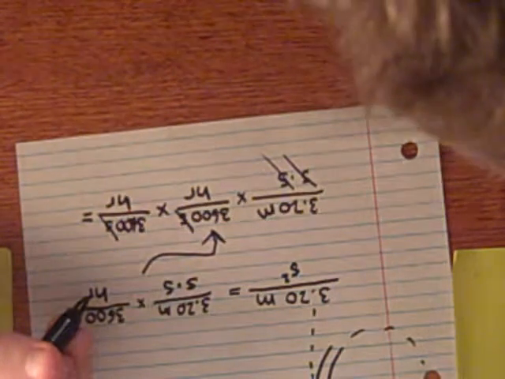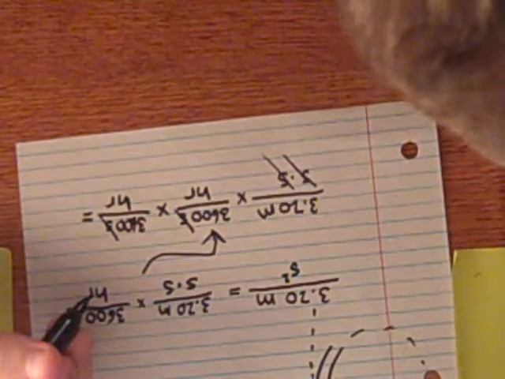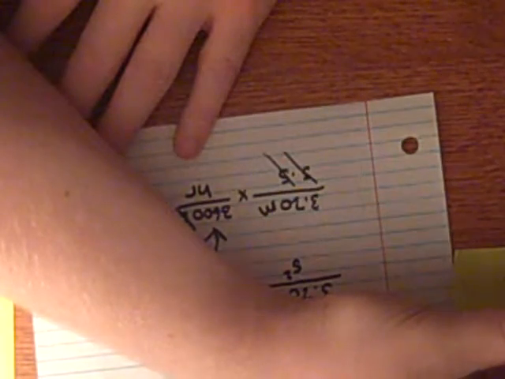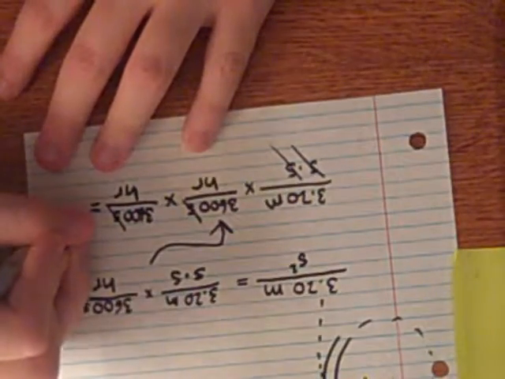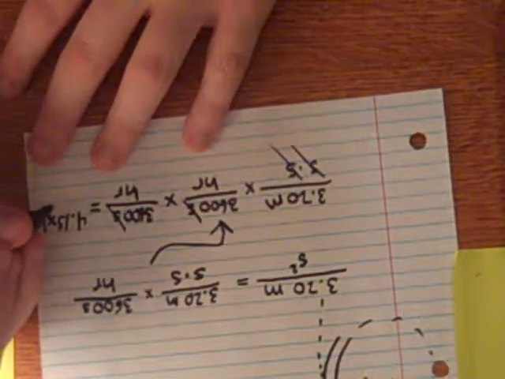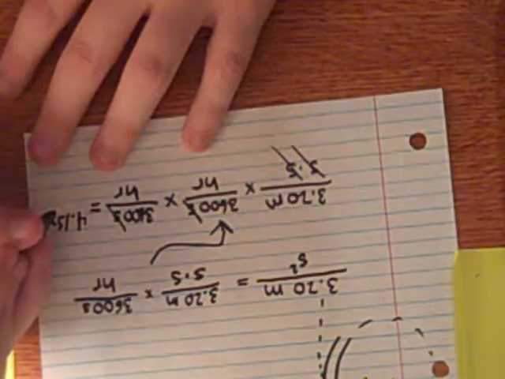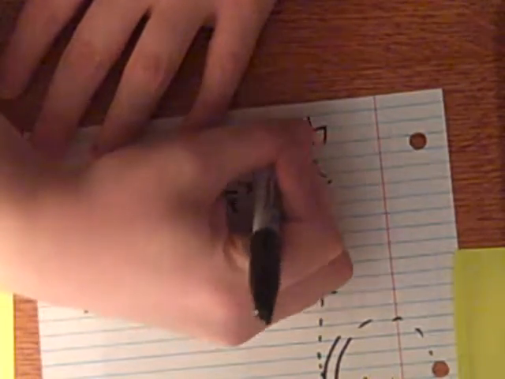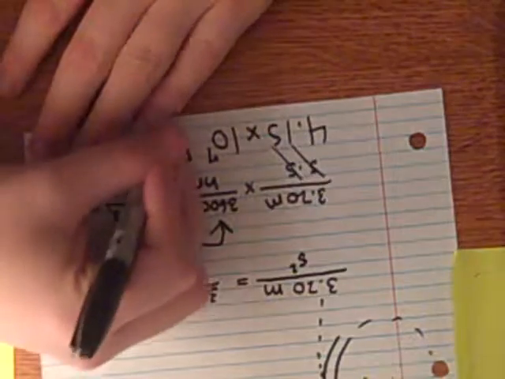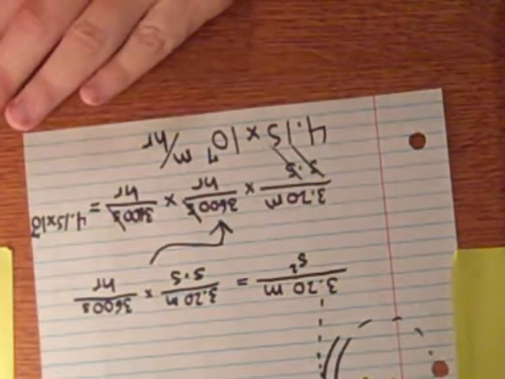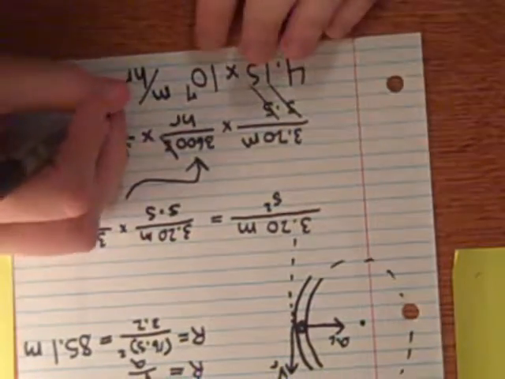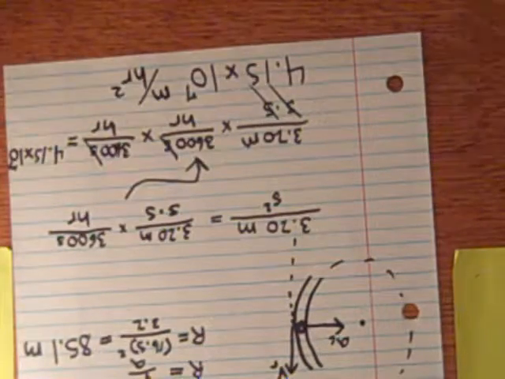Let's see, how do I put this in scientific notation? It's going to be 1, 2, 3, 4, 5, 6, 7. 4.15 times 10 to the 7th. I'll write it down here. 4.15 times 10 to the 7th meters per hour squared. Sorry, because hour times hour.